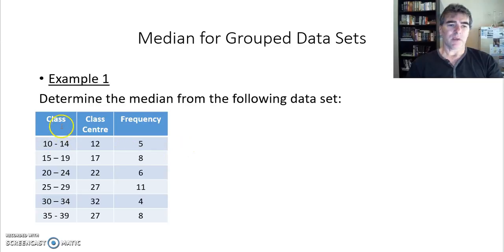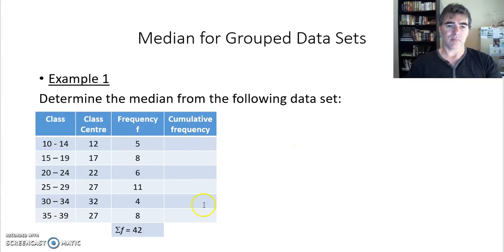Remember, there's our classes, and our class center we need to know. Remember, that's the middle of that class, and to find the middle of that class you add those two scores, 10 and 14, which is 24, and then halve it. So this is a set that I've used before, so you'll recognize this data if you've watched some previous videos. But before I can start to find the median, I need to complete my cumulative frequency. And just as a double check with my cumulative frequency, if I add the total of the frequency column, I should find that these two are the same.